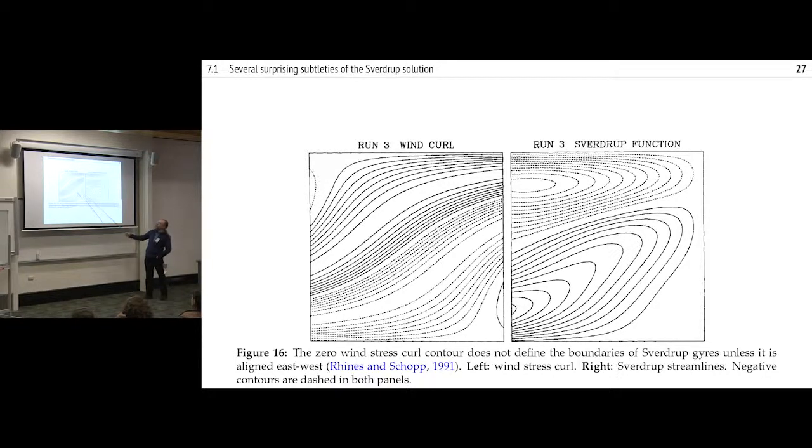Here's just an example from Ryan and Shop some 20-something years ago now. This is a wind stress curl pattern. This dotted part here is anticyclonic, and this is cyclonic. These are stream function contours, the streamlines. We've got anticyclonic circulation here, cyclonic there. You can see this is the zero wind stress curl line, whereas this is the boundary between the gyres, and the zero wind stress curl line runs through there. So you can't simply look at the zero wind stress curl line, if it's not aligned east-west, and say that's the boundary of the gyre. It's a little bit subtle.